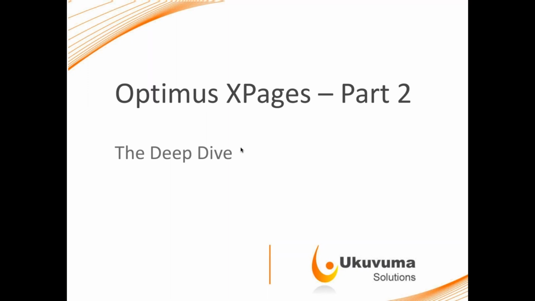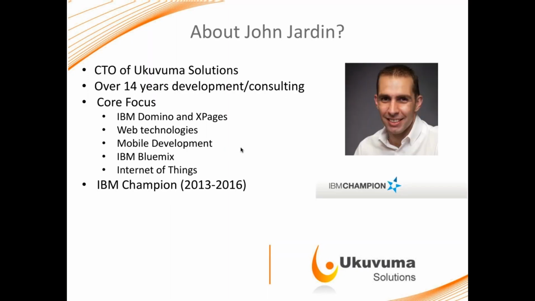So my name is John Jardin. I am the CTO of Ukuvuma Solutions, which is a software consulting company based in South Africa. I've got quite a number of years developing and consulting, and some of my core focuses include IBM Domino and XPages, web tech, mobile dev, and a few other things. I'm also an IBM Champion since 2013, and very honored to remain so to this day.